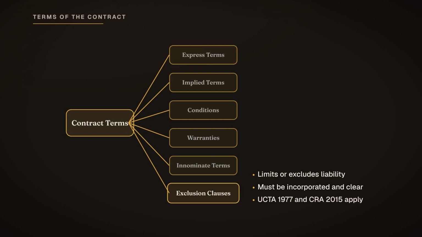The Unfair Contract Terms Act 1977 governs business-to-business contracts. It renders void any attempt to exclude liability for death or personal injury caused by negligence and subjects exclusions of other loss to a reasonableness test, assessed at the time the contract was made. In consumer contracts, the Consumer Rights Act 2015 applies instead. It too renders void exclusions of liability for death or personal injury caused by negligence and requires other terms, including exclusion clauses, to be fair and transparent. An unfair term in a consumer contract is not binding on the consumer.